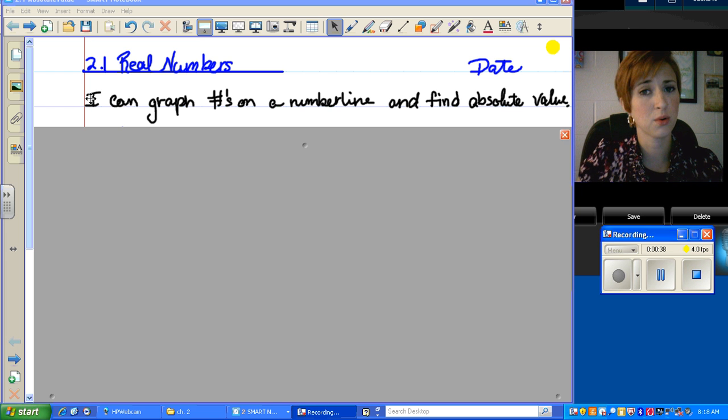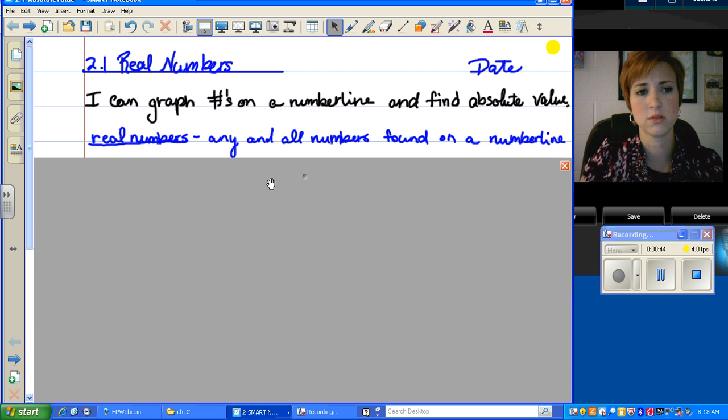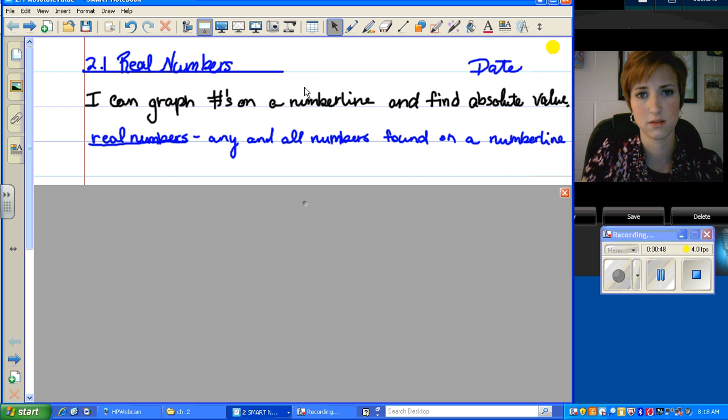So, to get us started, we're going to look at some vocabulary. The very first one is real numbers. Real numbers are any and all numbers found on a number line. That's all the numbers in between the gaps and in between your notches. That's everything you could possibly graph on a number line is a real number.